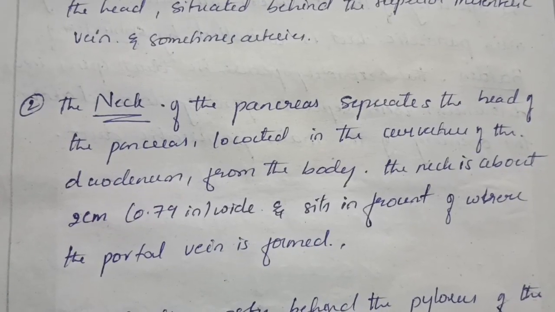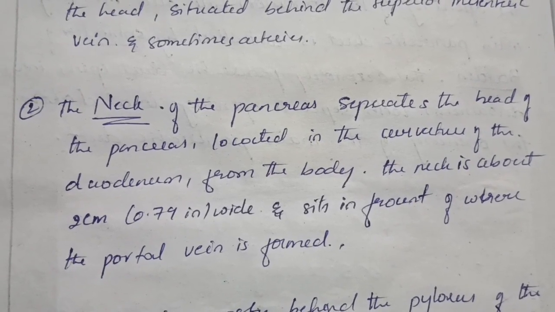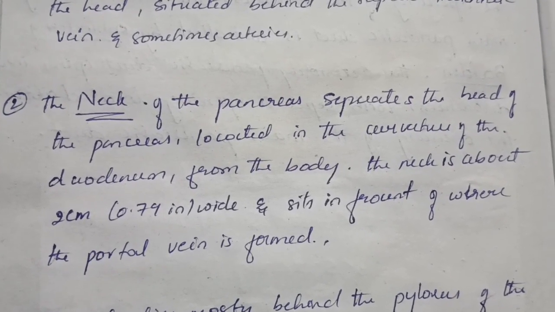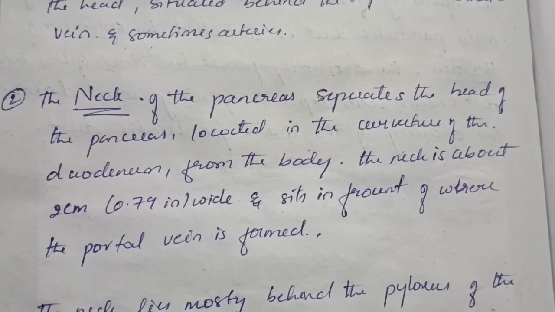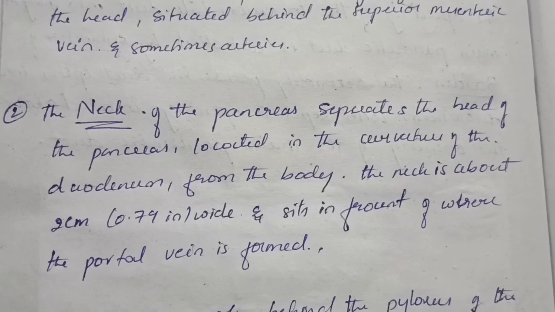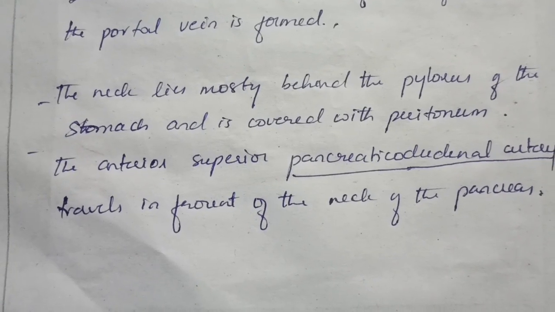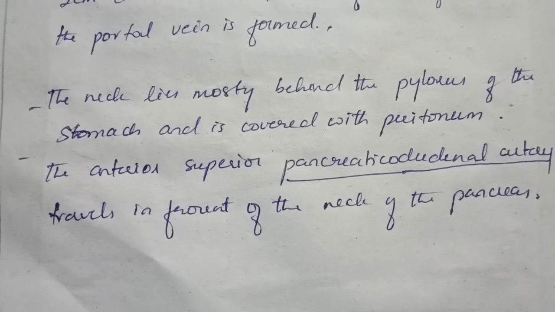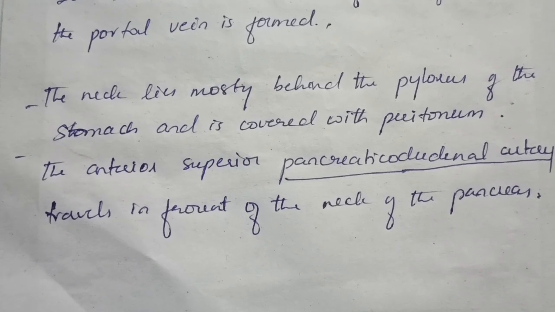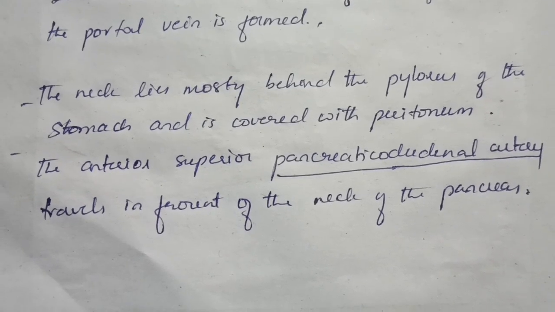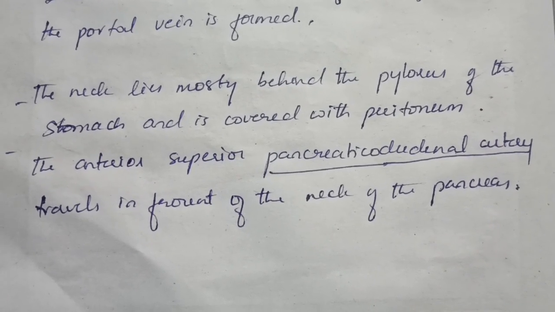The neck of the pancreas separates the head of the pancreas, located in the curvature of the duodenum, from the body. The neck is about 2 centimeters or 0.79 inches wide and sits in front of where the portal vein is formed. The neck lies mostly behind the pylorus of the stomach and is covered with peritoneum. The anterior-superior pancreaticoduodenal artery travels in front of the neck of the pancreas.